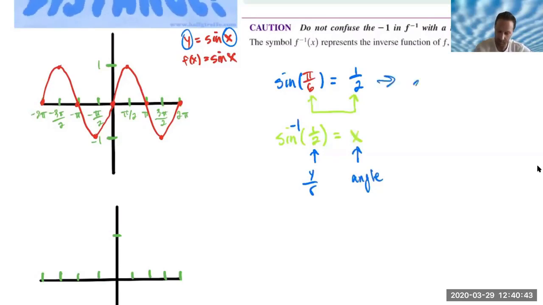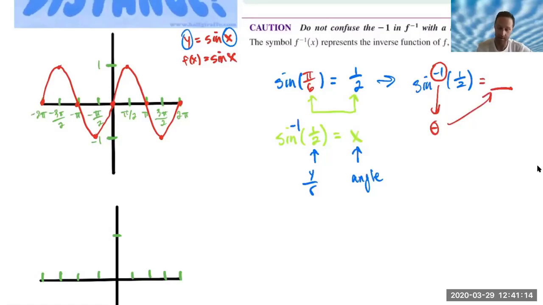I can just rewrite this as sine inverse of 1/2 and ask you, hopefully you can recognize, anytime that you see an inverse in trig, that means you're trying to find an angle, theta or x if they want it in radians. So this is really what we're looking for, is what angle gives us this ratio of 1/2.